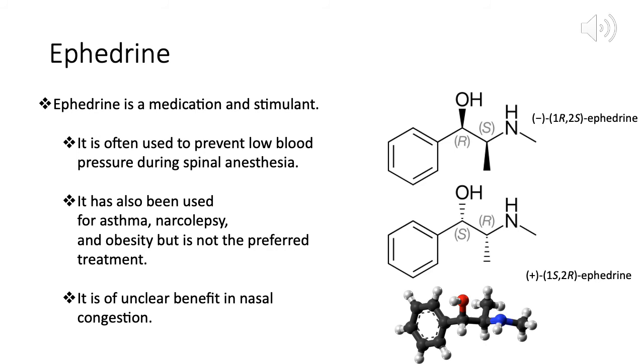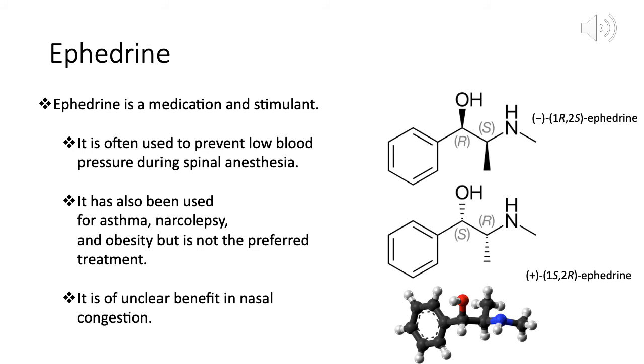Ephedrine is a medication or stimulant. It's often used to prevent low blood pressure during spinal anesthesia. It is also used to treat asthma or narcolepsy or obesity, but is not the preferred treatment. It has an unclear benefit in nasal congestion. Ephedrine exhibits optical isomerism and has two chiral centers, giving rise to these stereoisomers. By convention, the pair of enantiomers with the one stereochemistry are designated ephedrine, while the pair of enantiomers with the other stereochemistry is called pseudoephedrine.